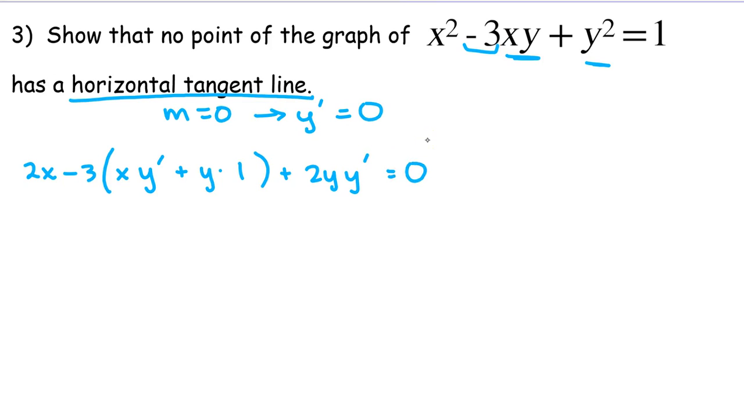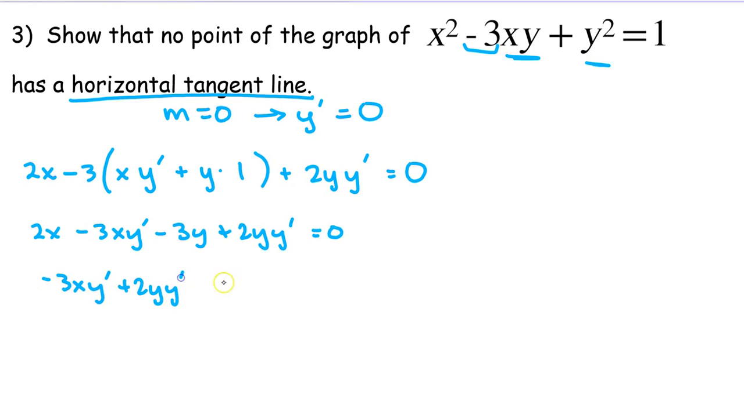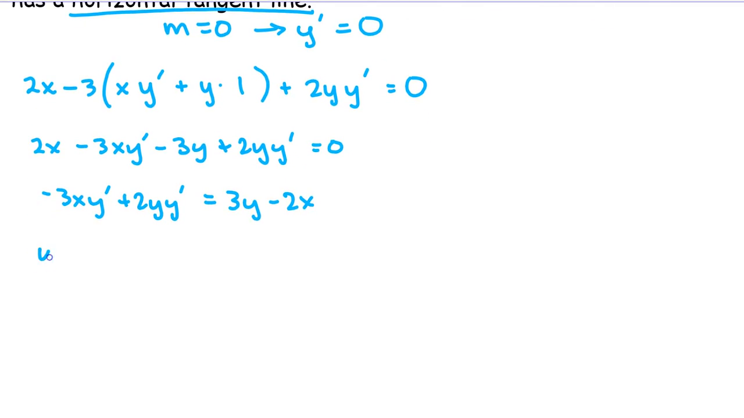Okay, we are going to need to isolate y prime now, and we don't have a point to plug in. So I need to get rid of the parentheses. So we have 2x minus 3x y prime minus 3y plus 2y y prime equals 0. Let's keep the y prime terms on the left, and then let's get the other terms over to the right. Let's factor out the y prime.